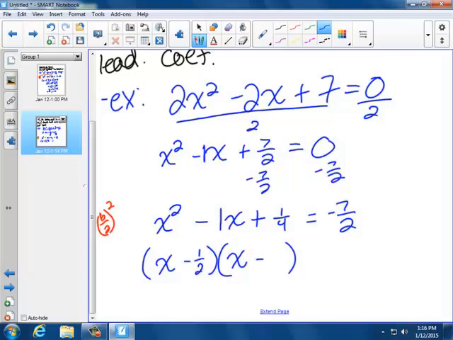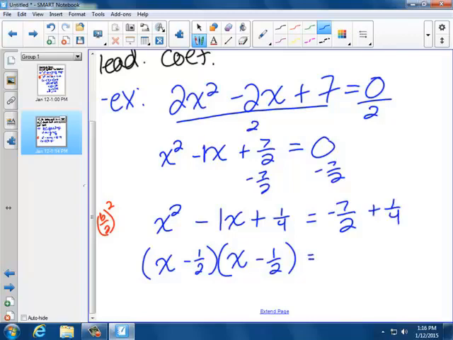Because if I put a minus 1 half, minus 1 half, my outer would be minus 1 half x, inner minus 1 half x, minus a half is a minus 1. And then my last, multiply minus a half times minus a half, it becomes a plus 1/4. So what I did is I added 1/4 to the left side. So now I have to add 1/4 to the right side.